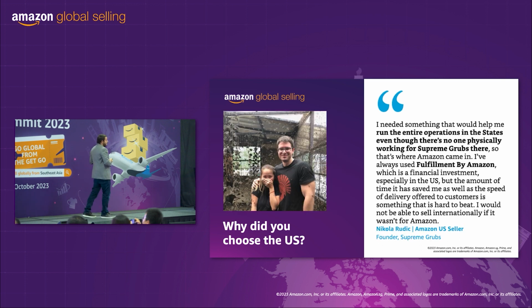Now, another niche brand, Supreme Grubs, which sells pet feed made from black soldier fly larvae, found outsourcing operations to Amazon in the US, with Fulfillment by Amazon, especially empowering, as he did not have to be physically present there and could be based in Singapore or anywhere else, something like a digital nomad.